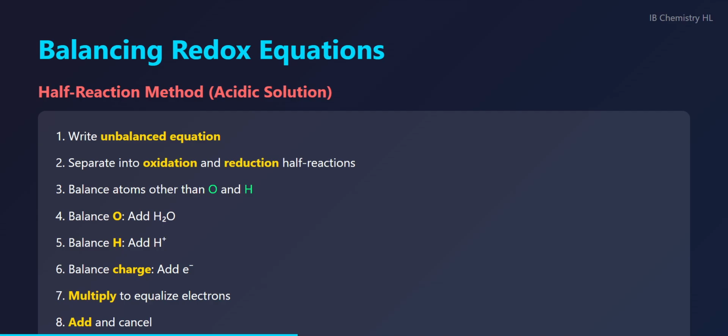Fifth, balance hydrogen by adding hydrogen ions. Sixth, balance charge by adding electrons. Seventh, multiply half-reactions to equalize electrons. Finally, add half-reactions together and cancel common terms.